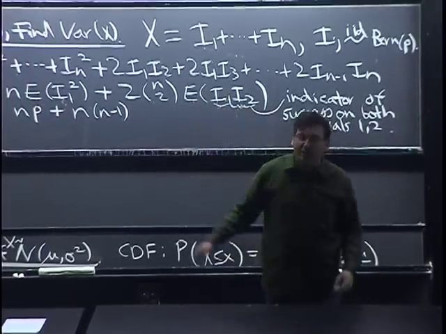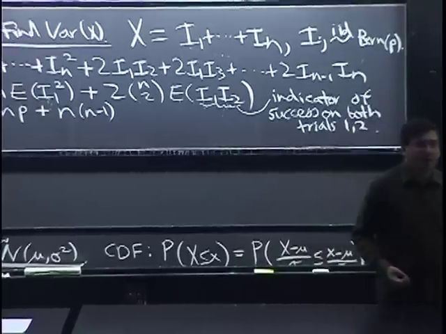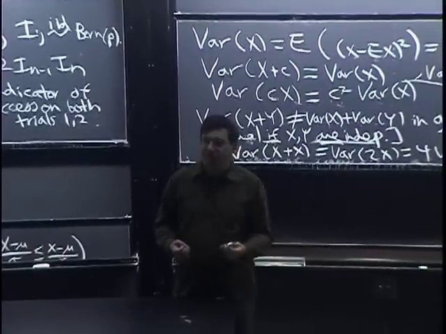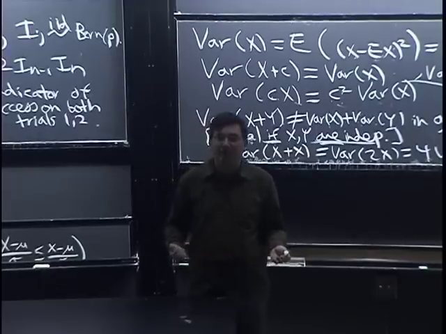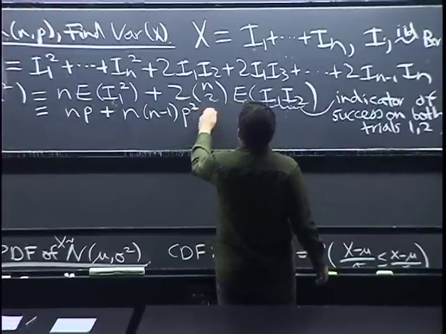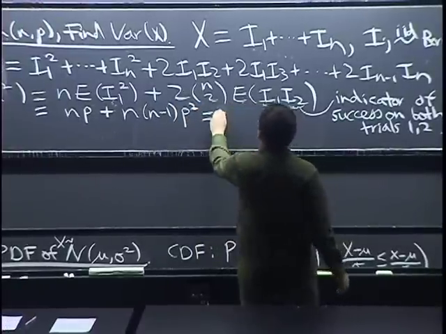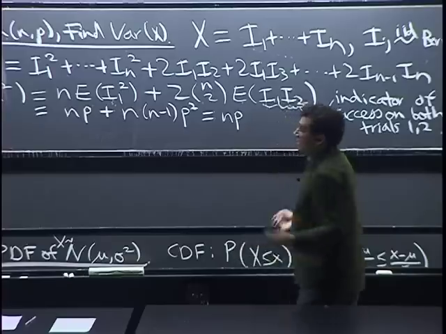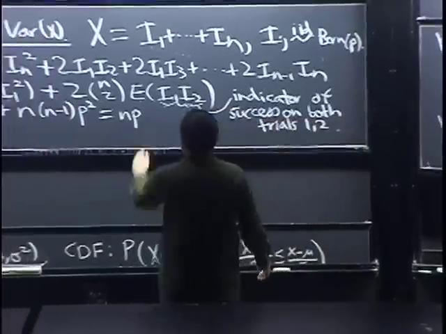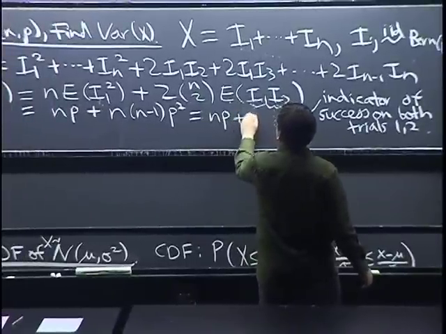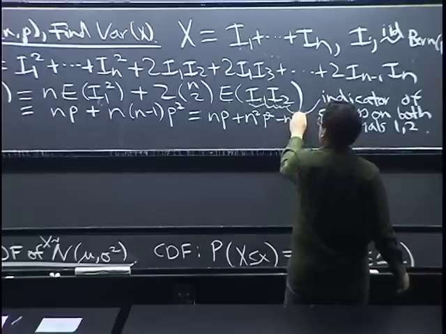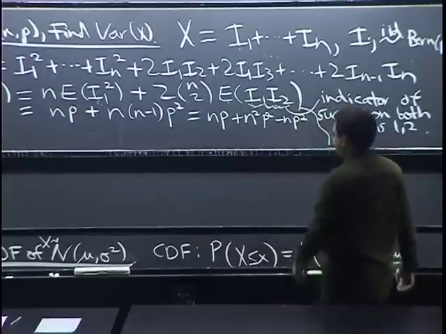So its expected value is just the probability of that happening. That probability of success on both the first trial and the second trial, because the trials are independent, is just p squared. Okay? So what we just computed is the second moment of the binomial. That's np plus, if we multiply it out, np plus n squared p squared minus np squared, right?